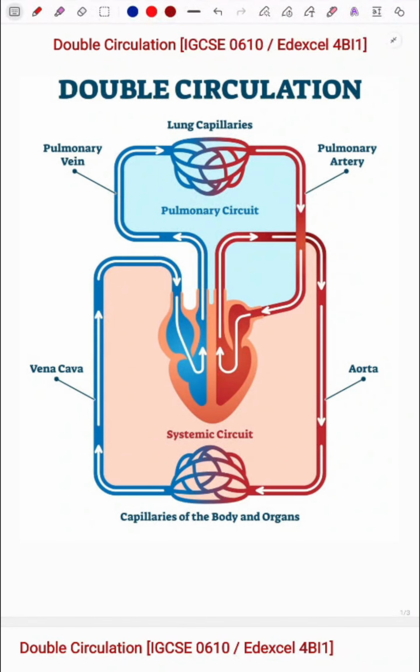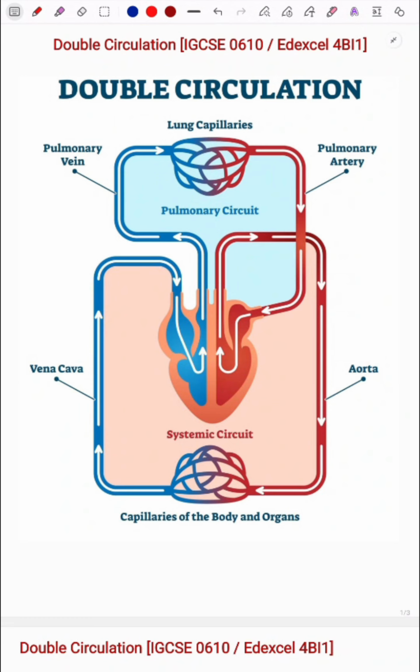Hello students, today we are going to learn double circulation in humans. As we know, double circulation is a type of blood circulation in which blood passes through the heart twice in one complete cycle of the body.